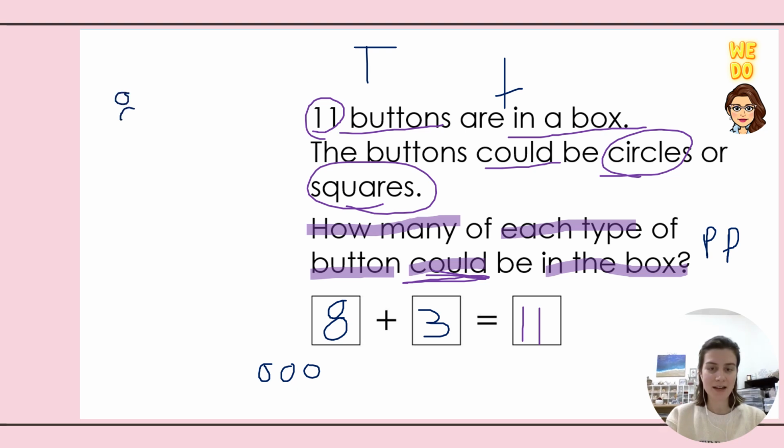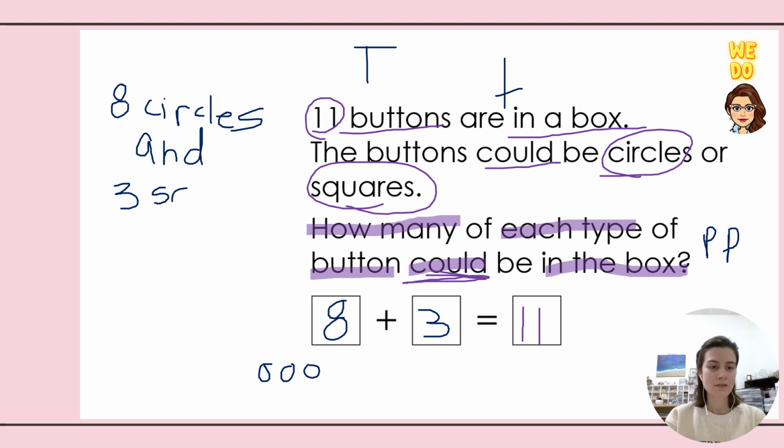Sorry guys, let me erase that. So I could have 8 circles. Sorry guys about my handwriting. And 3 squares. And that is my answer.